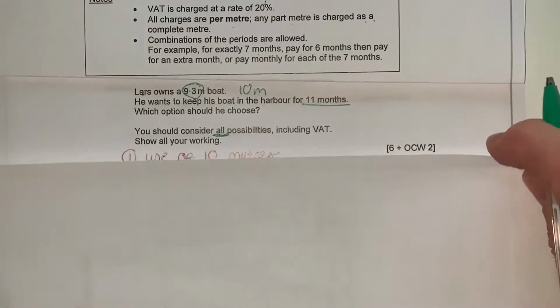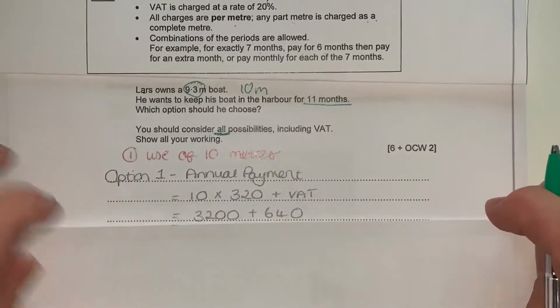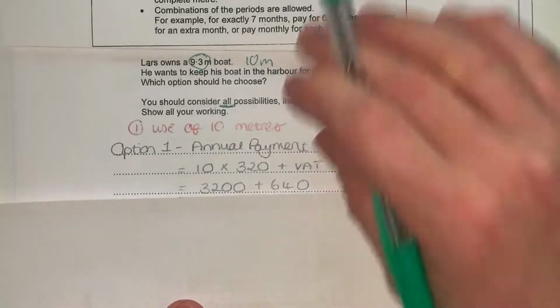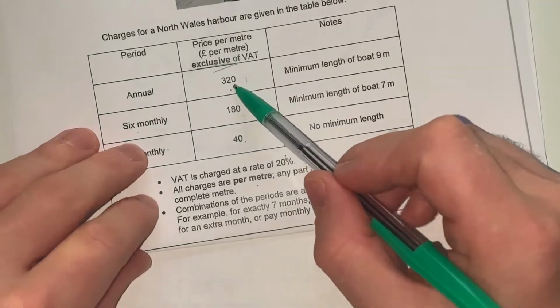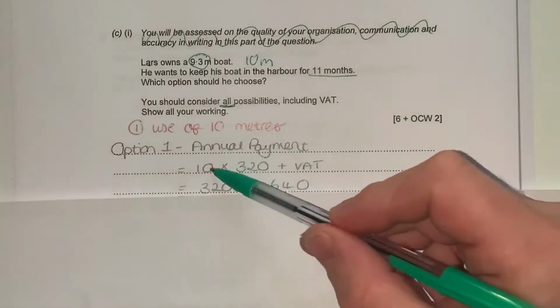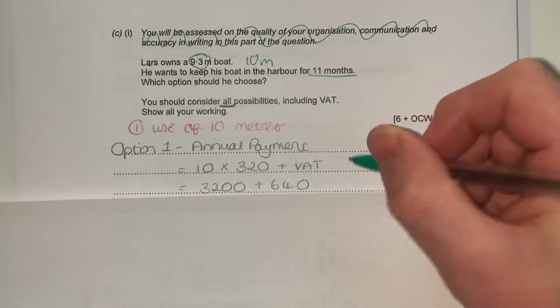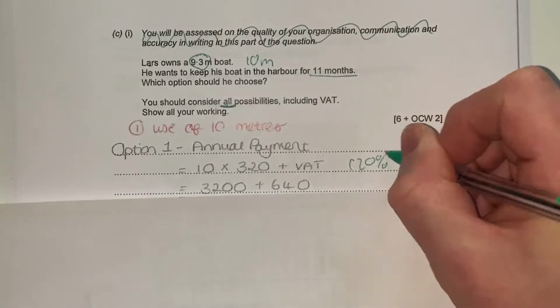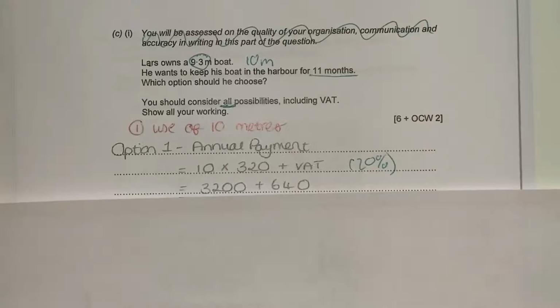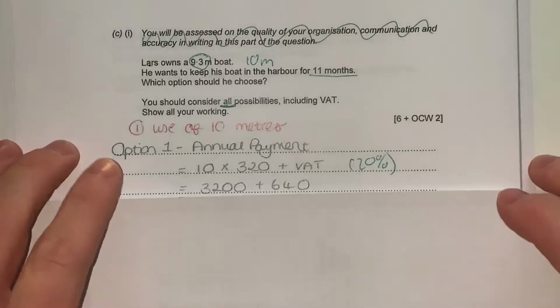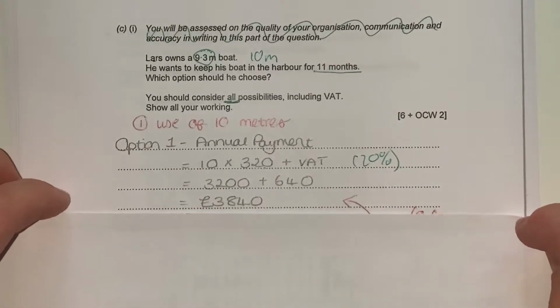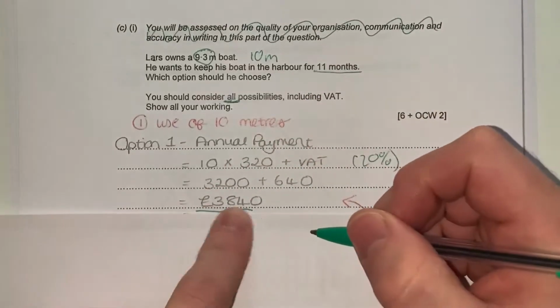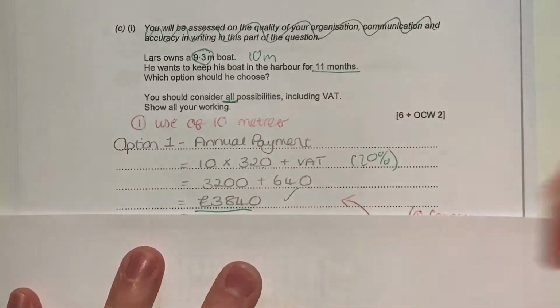So let's go with the obvious one first. Option 1, an annual payment. So it's 10 meters. So if I stick to the annual buy here, it's going to be 10 times 320, but then I've got to add on 20%. Again, remember 20%, you can write 20 over 100 on a calculator and multiply them. Loads of ways. I'm hoping you know how to do that. That would give you £3,840. Okay, so that's option 1.